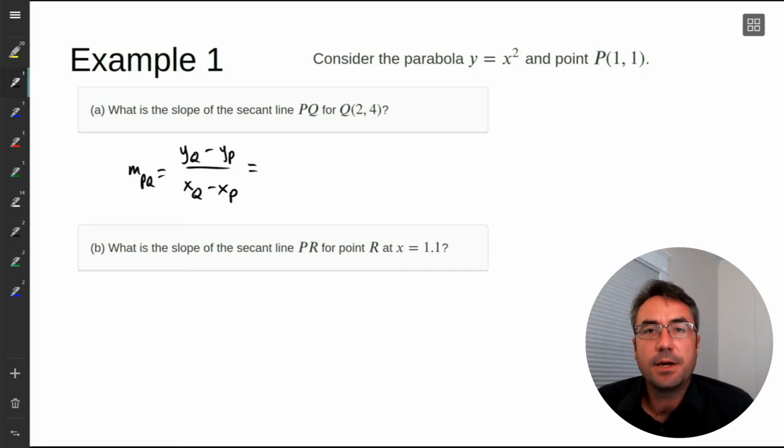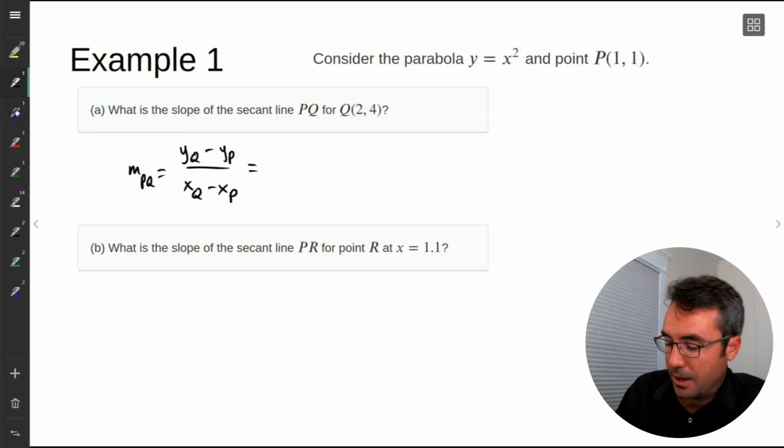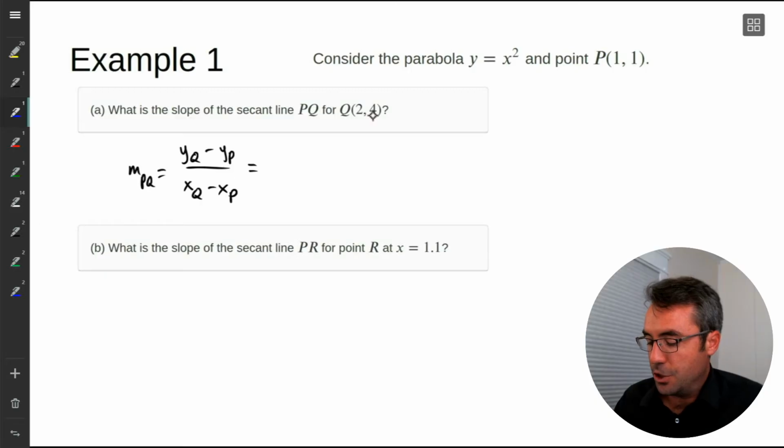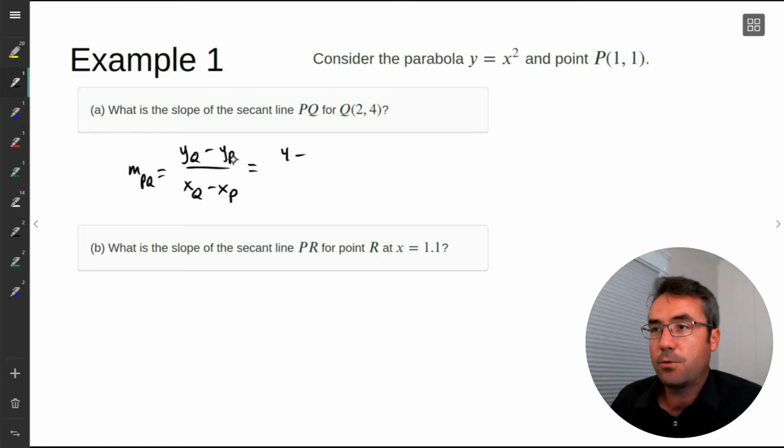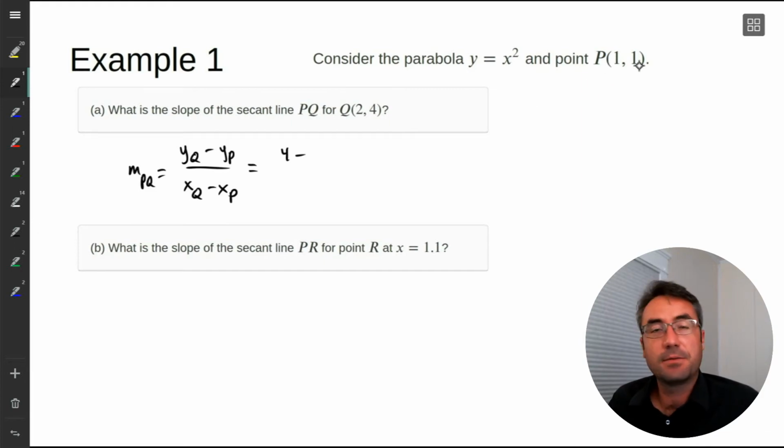Well, let's plug in then our x and y coordinates all into this. So we know our y coordinate for Q is 4. And our y coordinate for P, you can look up here, there it is, it's 1.